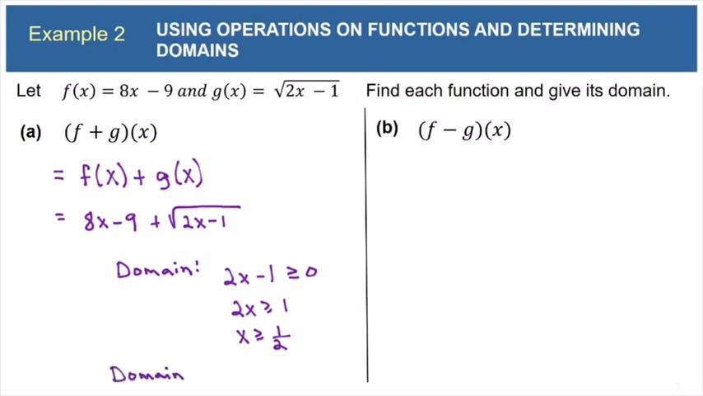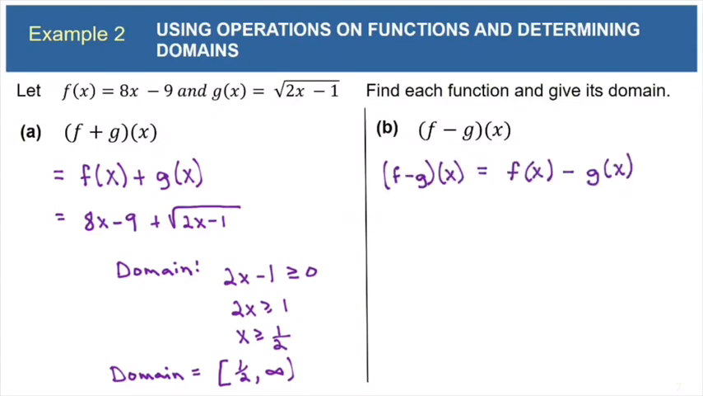In interval notation, we would say that the domain is bracket 1/2, comma, infinity, parentheses. Now let's look at part B. According to our definition of function subtraction, f minus g of x is going to be equal to f of x minus g of x. So let's take our f function, which is 8x minus 9, and subtract from that our g function, which is square root of 2x minus 1.